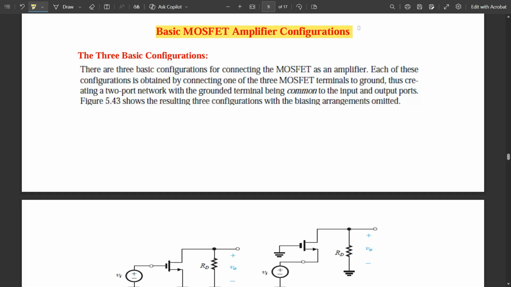So for each amplifier, its circuit, its equivalent model, and some expressions with respect to voltage gain, overdrive voltage, everything, we have a separate set of equations. Those things we are going to discuss in the upcoming videos.